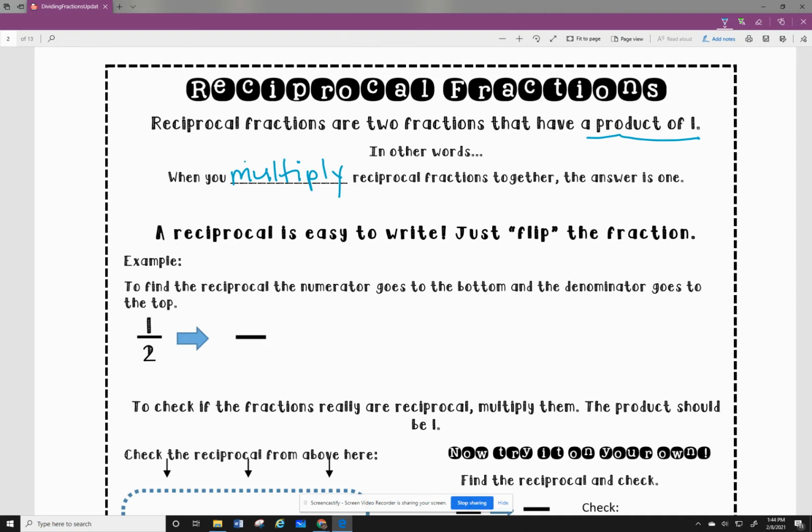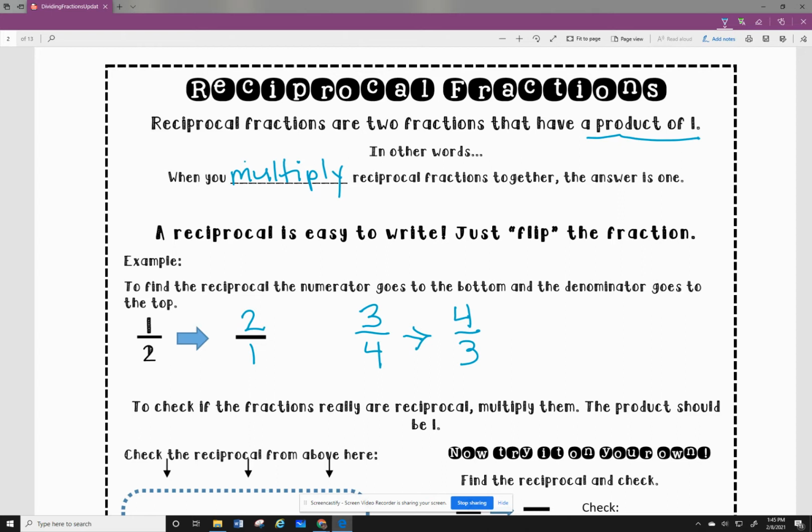So here's an example. The reciprocal of 1/2, I'm going to put the numerator, the number that's normally on top, as the number on the bottom. And the denominator is going to move to the top. So we're flipping it upside down. So the reciprocal of 1/2 is actually just 2/1. And we can do that with any single fraction that we have. The fraction 3/4, if I wanted to write the reciprocal, it would be 4/3.